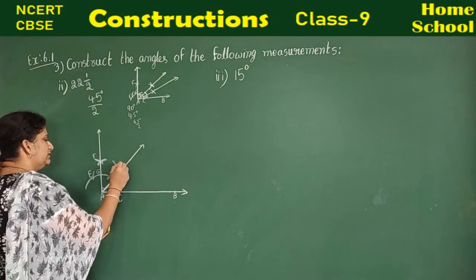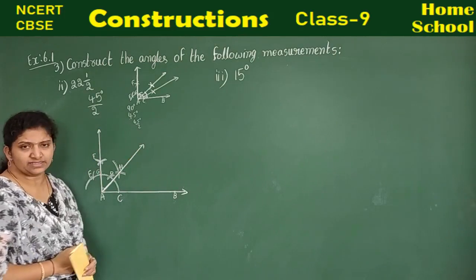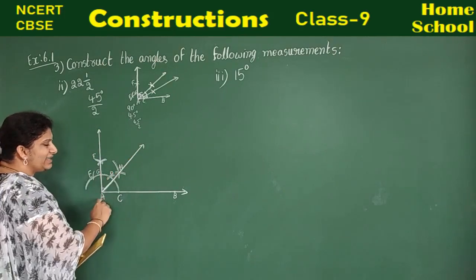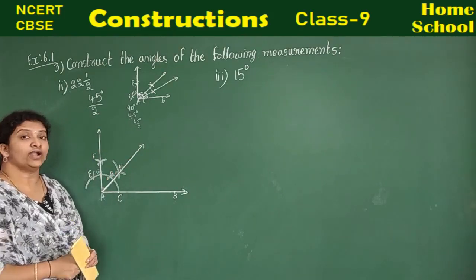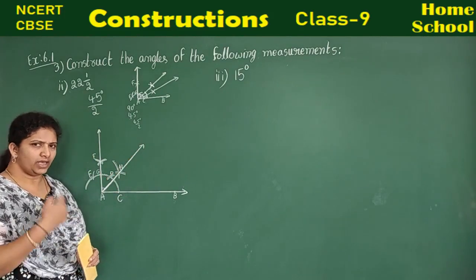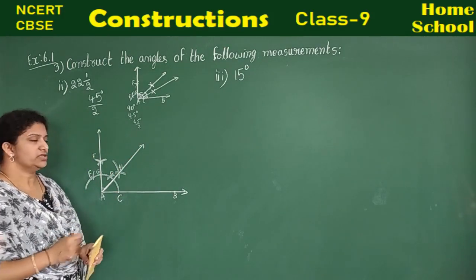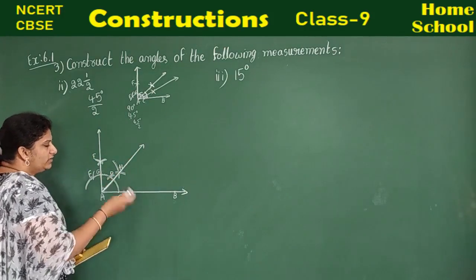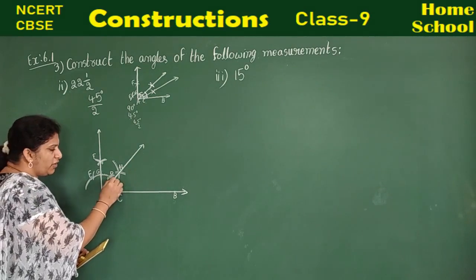Mark this point as H. Now angle HAC is how much? 45 degree. And again I need half of it. So now, if you want, you can mark this point as I.